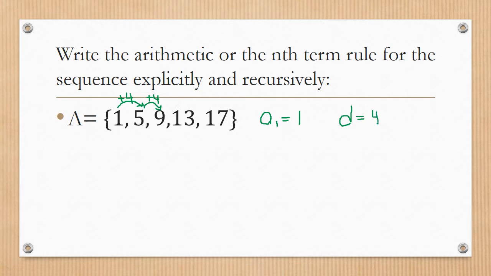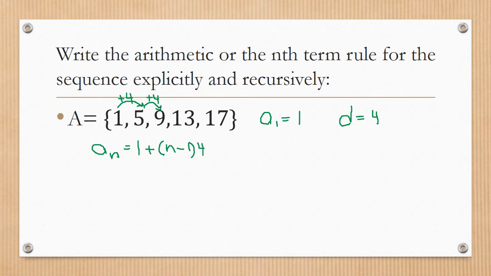Now, to be able to write the nth term rule, or the general rule, explicitly, I need to follow the formula for a sub n, which is equal to the first term, which is in this case 1, plus n minus 1 times the common difference, which is in this case 4.